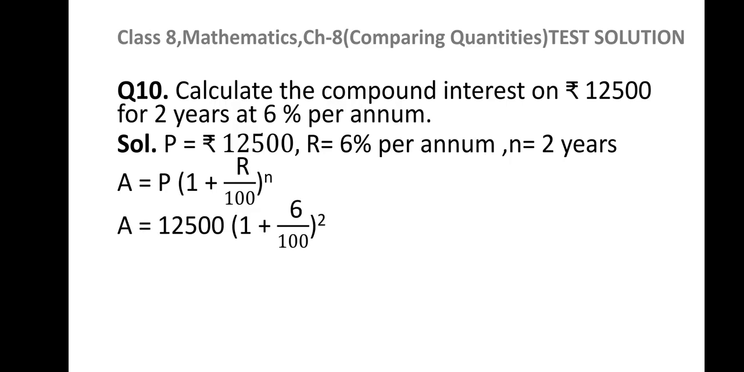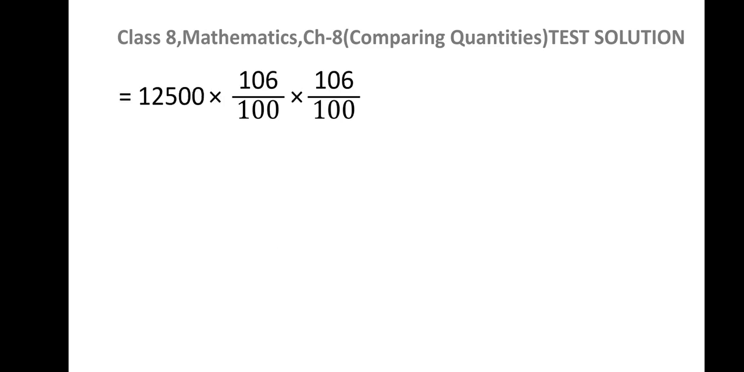You will be getting amount is equal to 12,500 bracket 1 plus 6 over 100 raised to the power 2, and then you will be solving the bracket. It will be 12,500 bracket 100 plus 6 over 100 raised to the power 2. So it will be 106 over 100 into 106 over 100 into 12,500, as number of years are 2, so it will be written twice.